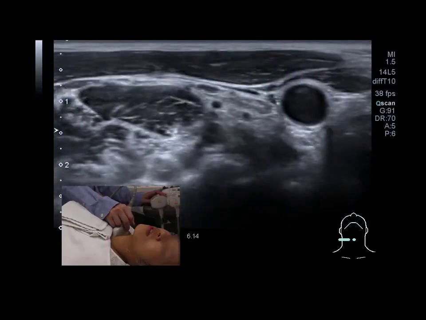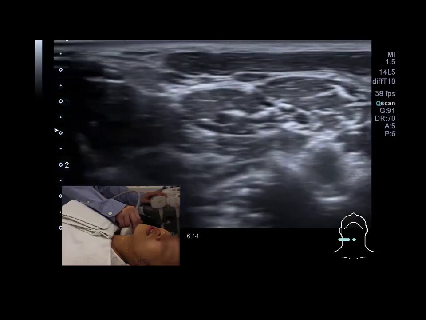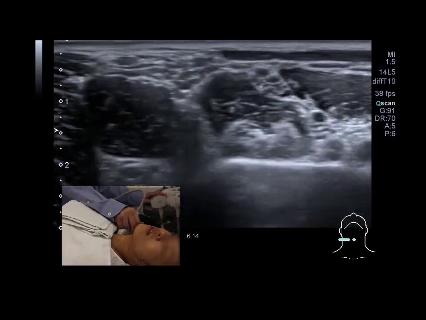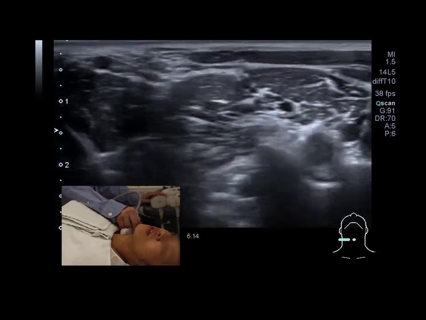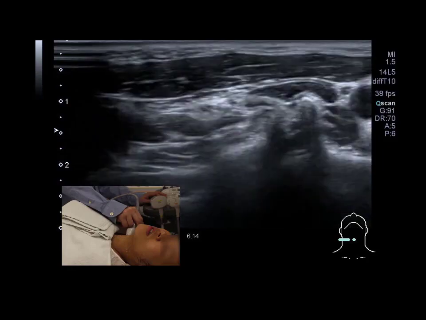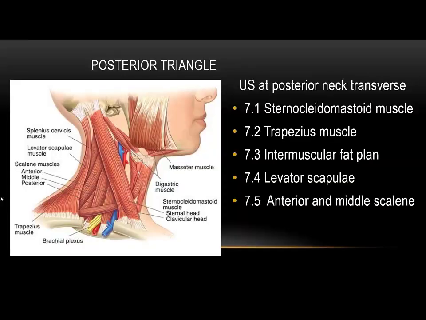Okay, next, there's a broad, large muscle anterior to the anterior scalene and middle scalene. That is the sternocleidomastoid muscle. In this view, you're going to see very well the anterior scalene, middle scalene, brachial plexus, and sternocleidomastoid. So please remember this, because it's a good landmark. And then if we follow up and down, you can see the brachial plexus entering the neural foramen at each cervical level. Okay, next we're going to move to the posterior triangle.